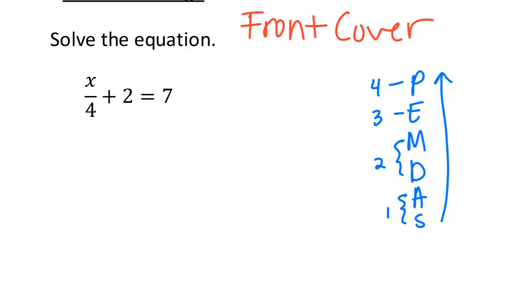Get rid of any addition or subtraction. So do I have addition or subtraction? I have a plus 2, right? So do the inverse of addition. You subtract 2 from both sides. And then I have x over 4. That's a division. So the inverse of division is to multiply both sides by 4 at the end. Okay? So first subtract 2, then multiply by 4, and see what you get for your answer.